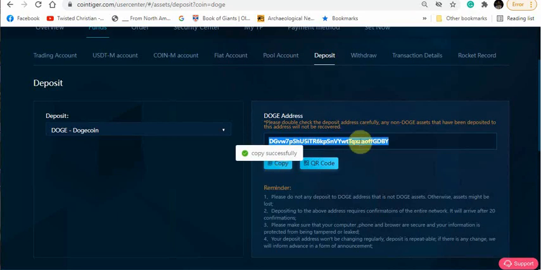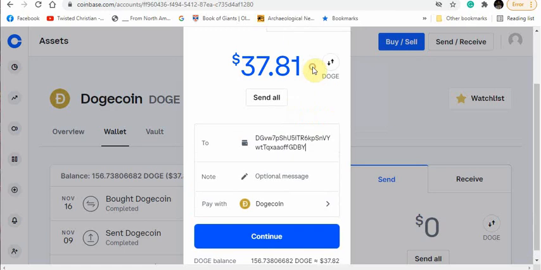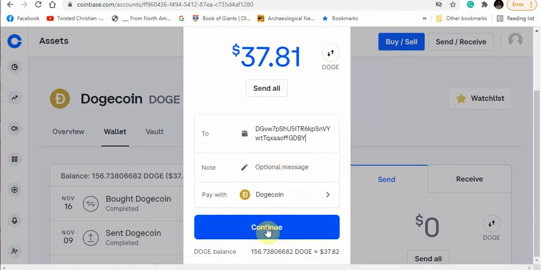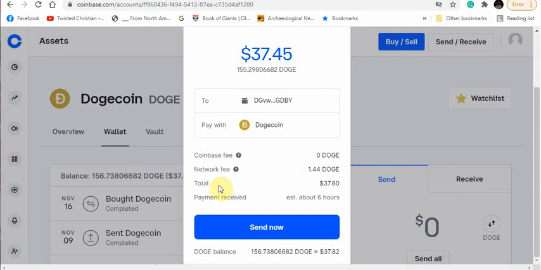I'm going to copy my address. See, the network fee is only 1.44 Doge. So Dogecoin is like 25 cents each or whatever, so it's still pretty cheap to send. It says here estimated about 6 hours, but in my experience it's taken only about 15 minutes.